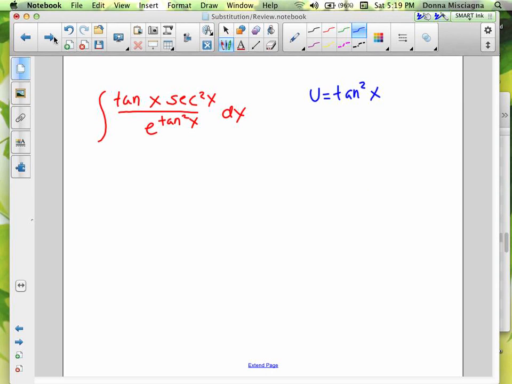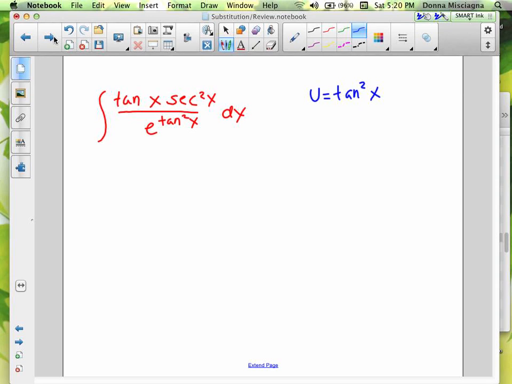If you've got something like e with an exponent that's a function, it's a good idea to make that your u. And actually, in your notes, I did this as 2 substitutions. I actually did it more complicated. I'm going to do it a little bit more simply here because I just realized that I could do it just a little bit simpler. The result is the same, but I think this will be easier for you to follow.